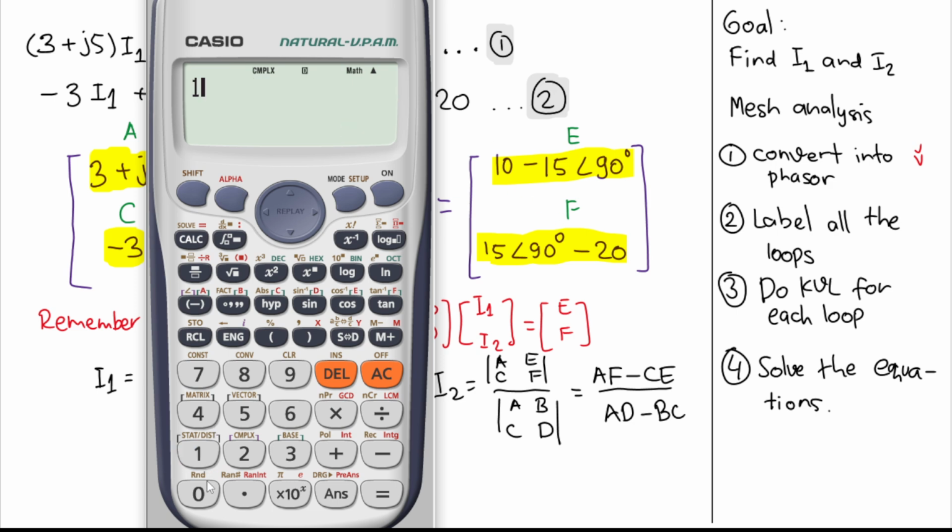We will have 10 minus 15, and then the angle will be 90 degrees. Let's store it with shift store as E. Good. And then let's store F here. I will have 15, and then the angle will be 90, and then minus 20. Let's store this as F with shift store F. Good. We have saved A, B, C, D, E, and F.